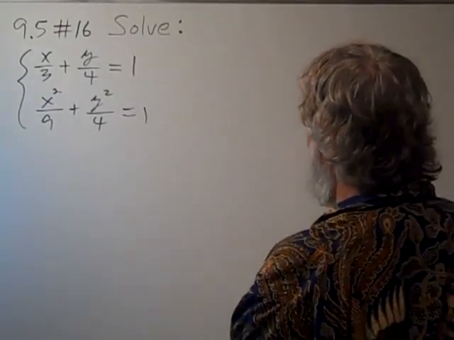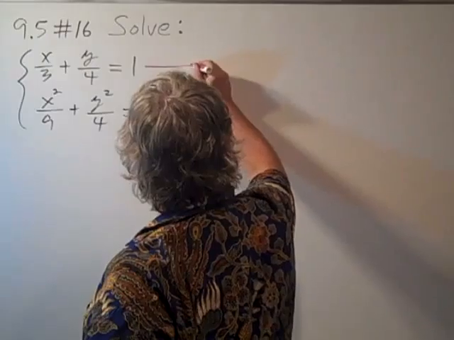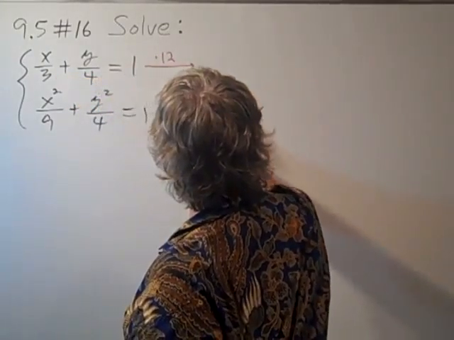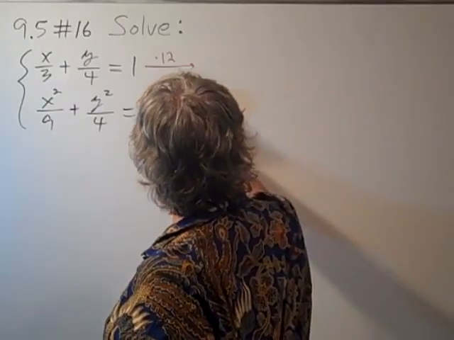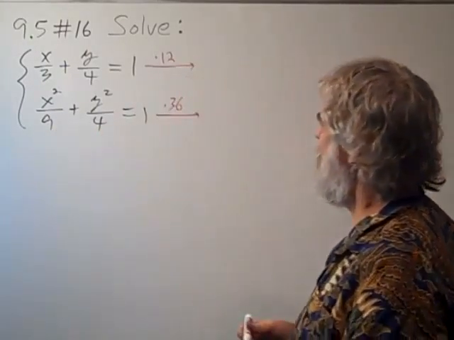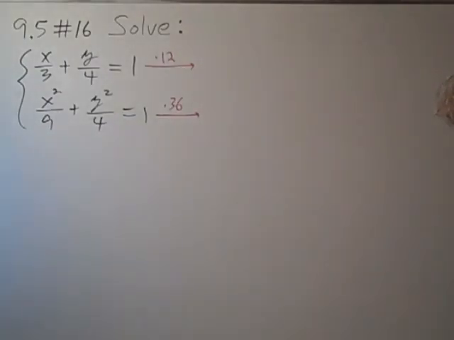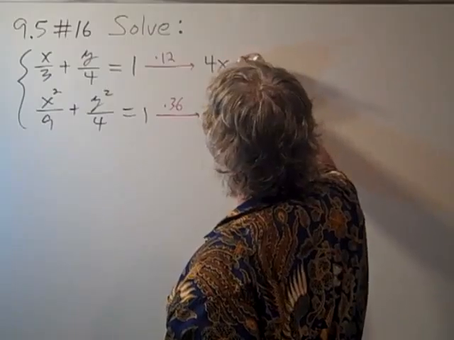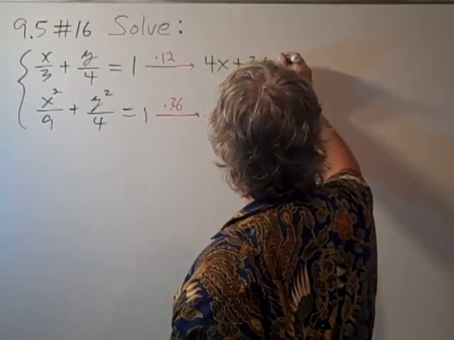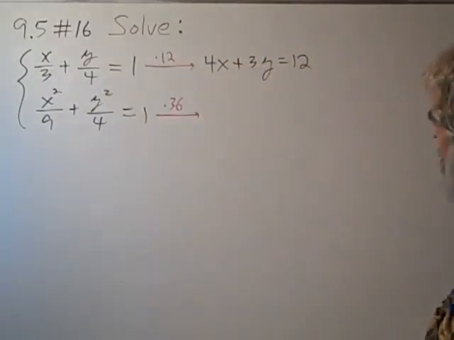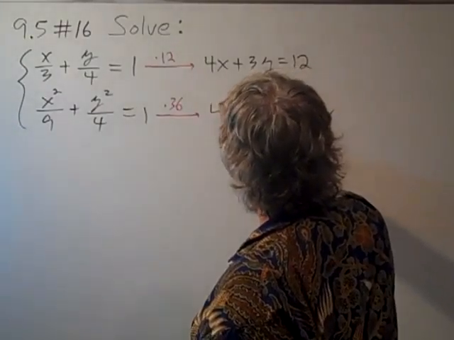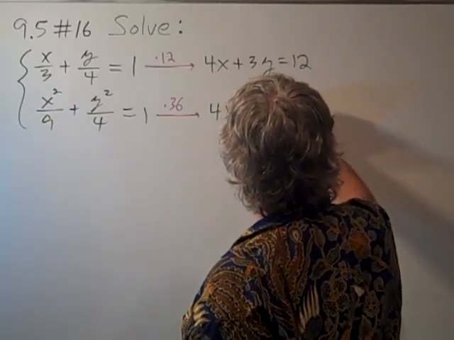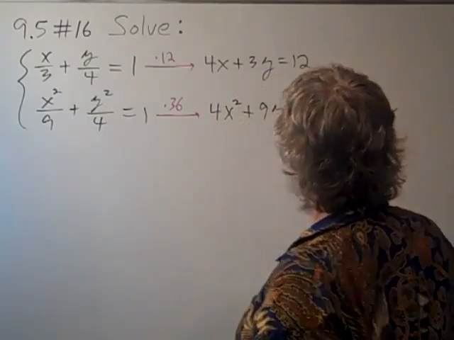To solve this nonlinear system, let's start off by multiplying the first equation times 12, which will cancel out both denominators, and the second equation times 36, which will cancel out both denominators. The top equation then becomes 4x plus 3y equals 12. Well, the second equation becomes 4x squared plus 9y squared equals 36.